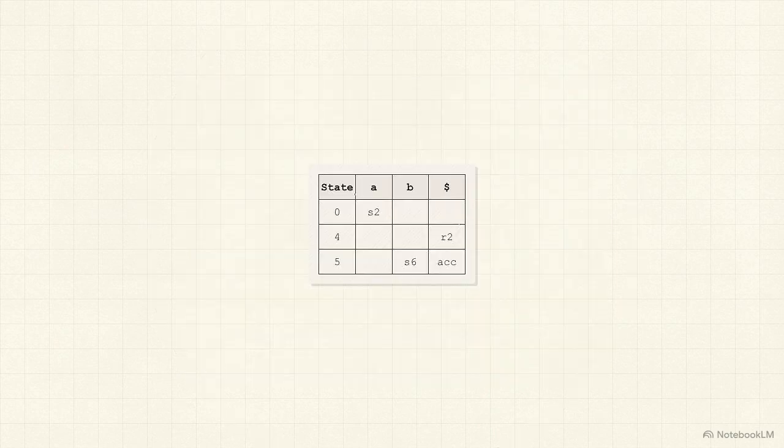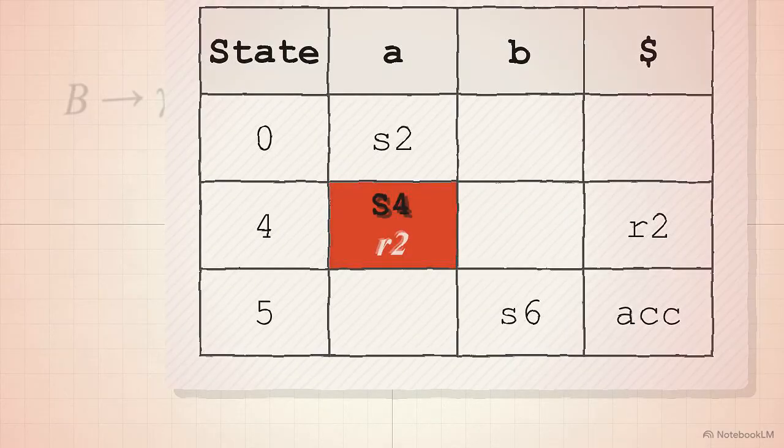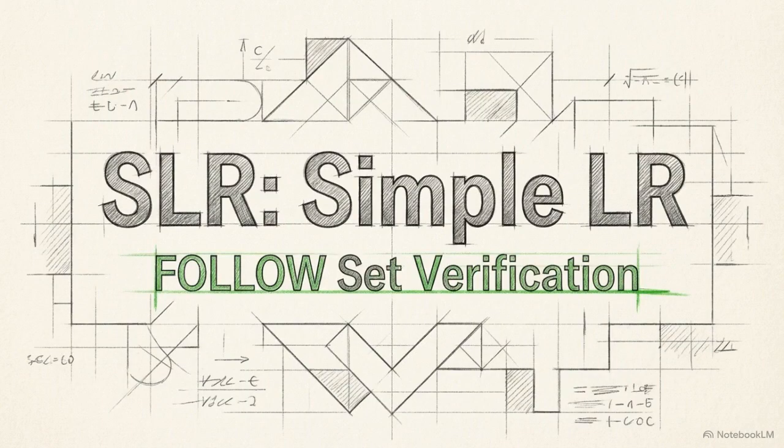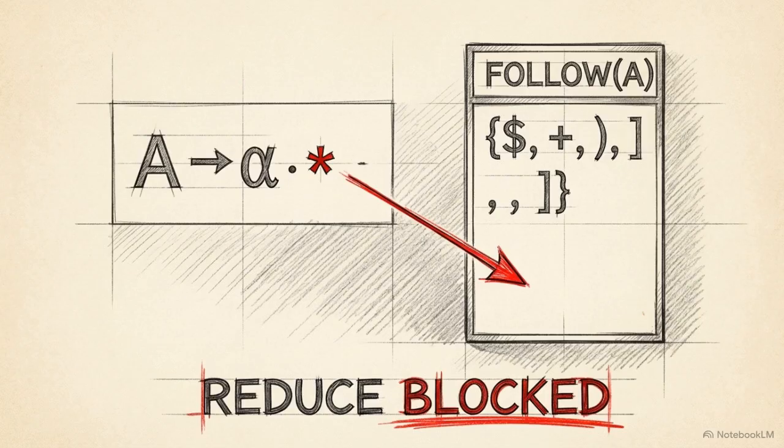A conflict occurs when a single state contains both a completed item demanding a reduce and an incomplete item demanding a shift for the exact same input symbol. The determinism breaks. The automaton does not know which action to take. Simple LR or SLR provides the first defense. It resolves the conflict by only permitting a reduce action if the upcoming input token is proven to exist in the non-terminal's follow set. If the look-ahead token isn't in the follow set, the reduction is blocked.